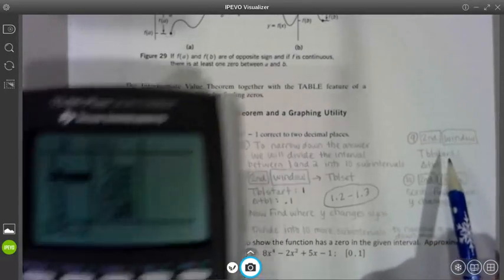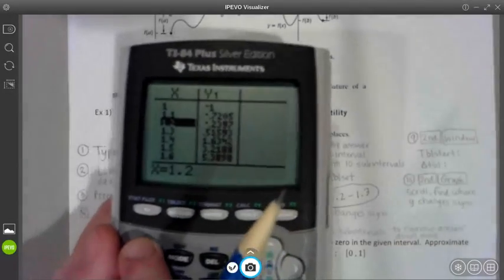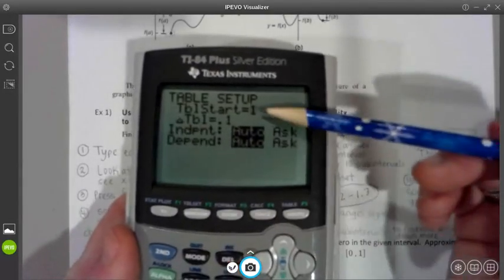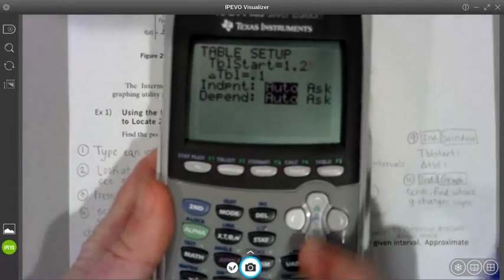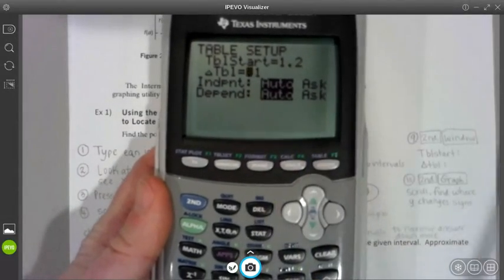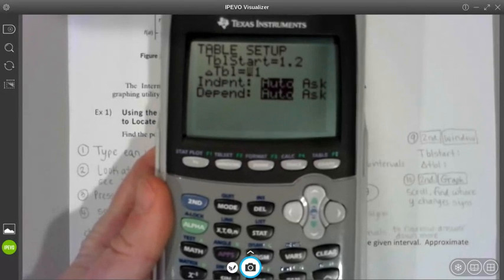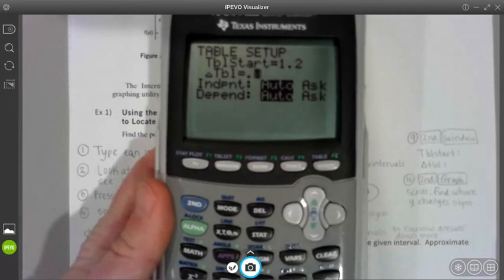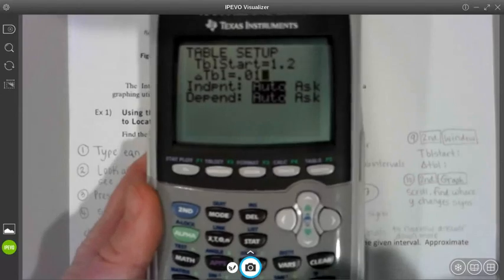All right, so now go back to your second window. Let's go back to that table set, second window. Let's change the table. Let's start at 1.2 now. All right, and let's go to 2 decimal places. Let's chop it into 10 more subintervals. So now let the delta table, the change in table, the increment be 0.01. That's our second decimal place.